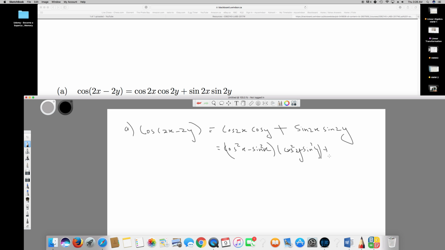And sin 2θ is equal to 2 sin θ cos θ, and sin 2y is equal to 2 sin y cos y. So sin 2x is 2 sin x cos x, and sin 2y is going to be 2 sin y cos y.